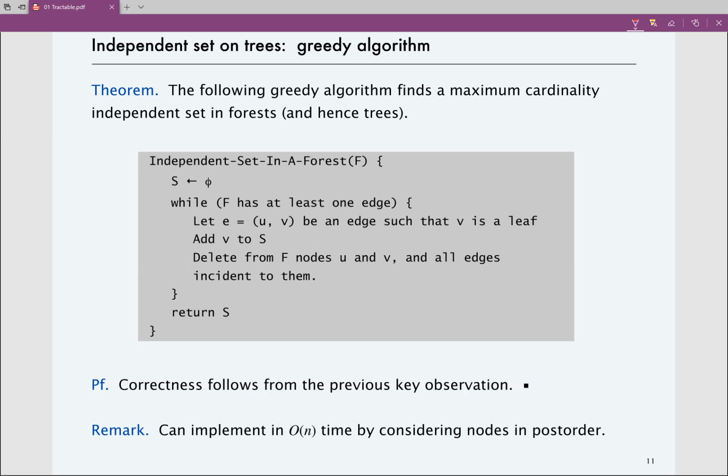Okay, so just to give an example, and then before the example, we keep doing this. So we added this leaf V, we deleted the neighbor U and all the adjacent edges, and now we take another leaf. If the leaf has a neighbor, then we delete that neighbor and all the adjacent edges, and we just keep repeating this until we've deleted all of the edges. As we run this algorithm, we keep taking out more and more edges. So eventually, we're going to end up with no edges in this forest. And then we return the S that we get from this process.